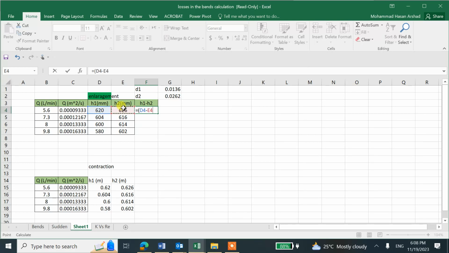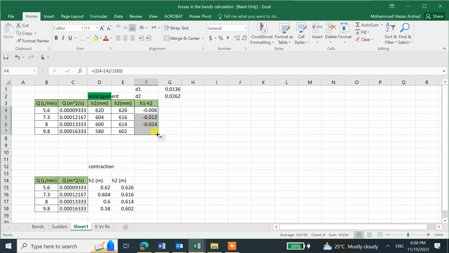Increase in area will decrease velocity and increase pressure, right? So H1 minus H2 is negative. Now why has this happened? Because there is a change in area and we need to do a correction.